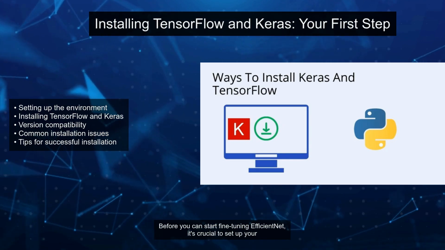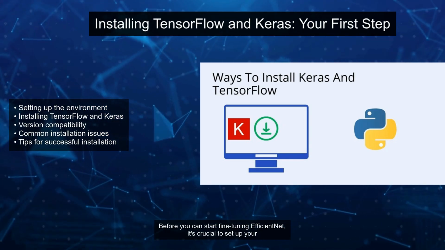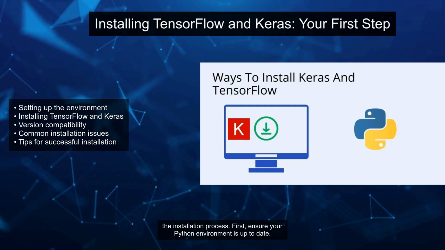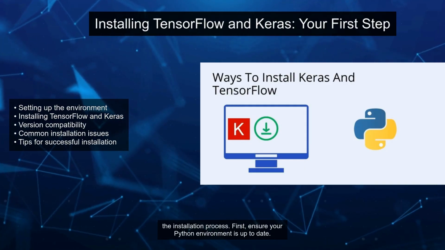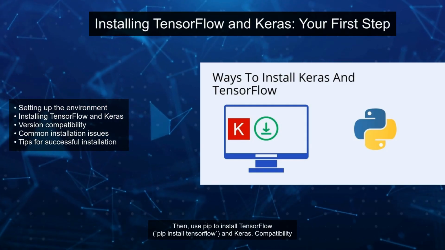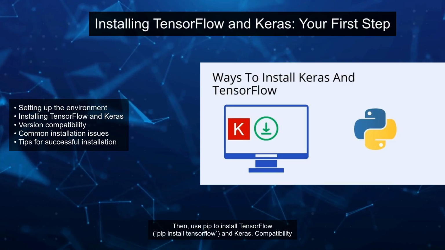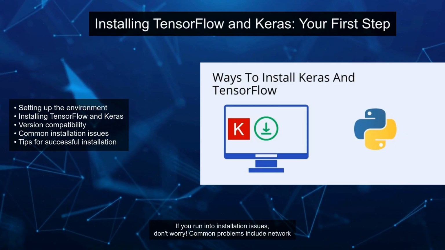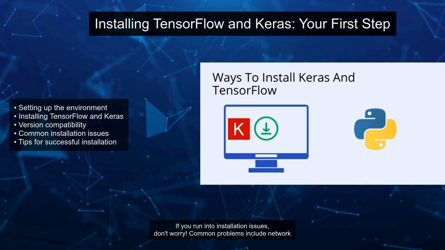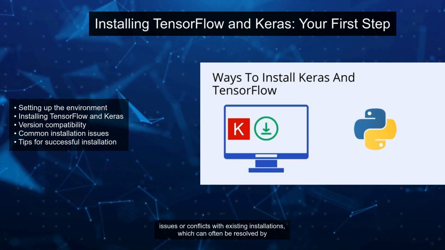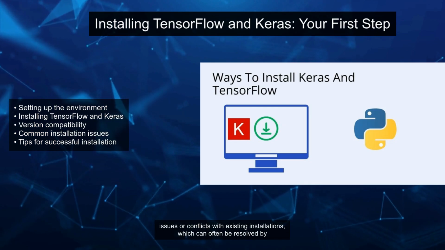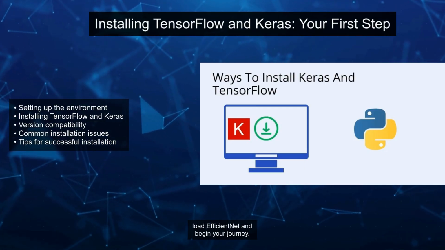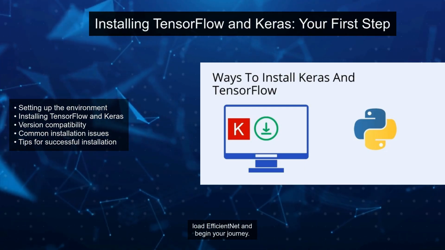Before you can start fine-tuning EfficientNet, it's crucial to set up your environment correctly. We'll be using TensorFlow and Keras, so let's walk through the installation process. First, ensure your Python environment is up to date. Then, use pip to install TensorFlow and Keras. Compatibility is key, so verify that you're using compatible versions of both libraries. If you run into installation issues, don't worry. Common problems include network issues or conflicts with existing installations, which can often be resolved by creating a virtual environment. With these tools in place, you're ready to load EfficientNet and begin your journey.